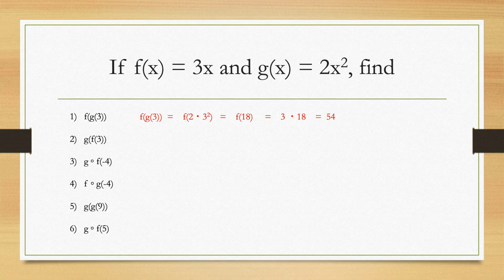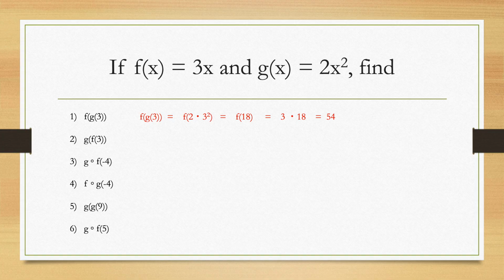Now we just did f of g of 3. Now we're going to do g of f of 3. So you remember the commutative property? Some things in math are commutative. For example, addition. 2 plus 5 is 7. 5 plus 2 is 7. But subtraction is not commutative. 2 minus 5 is negative 3. 5 minus 2 is positive 3. Let's see if composition is commutative.